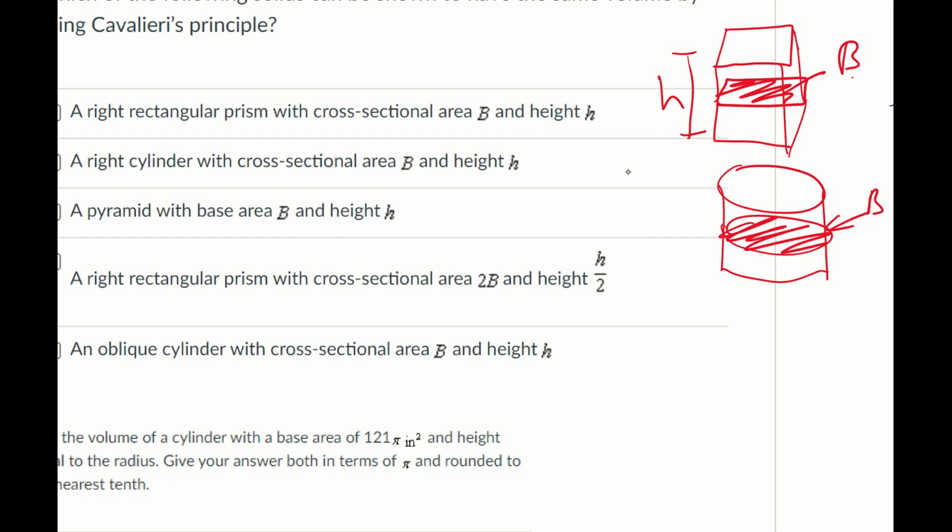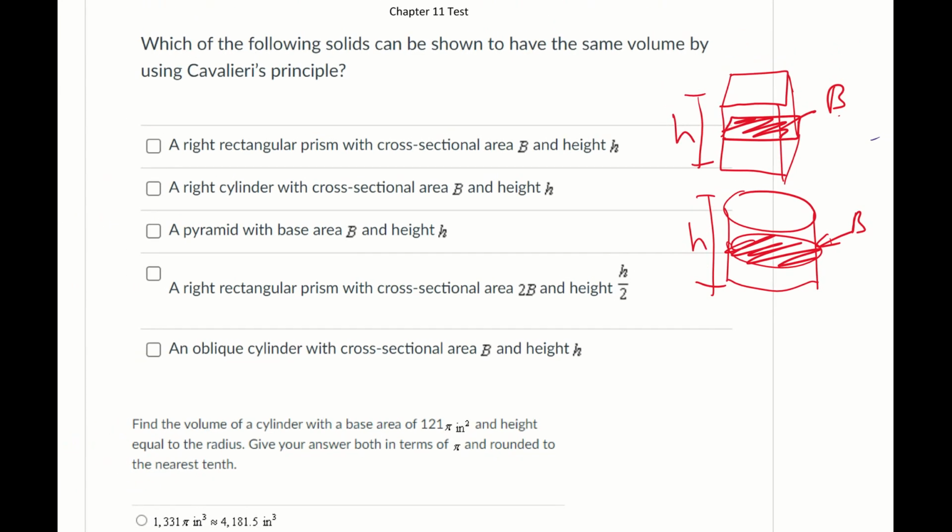That's basically what we were saying: if the cross-sectional areas are the same and the heights are the same, then the volume of both of these shapes should be the same, and in fact they are. The volume of both of these solids is Bh. So that looks good so far.